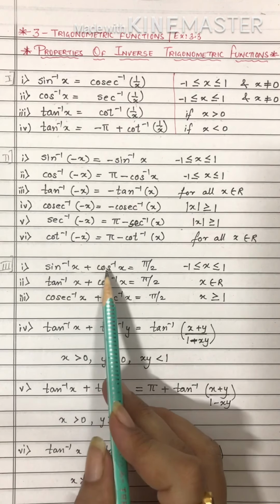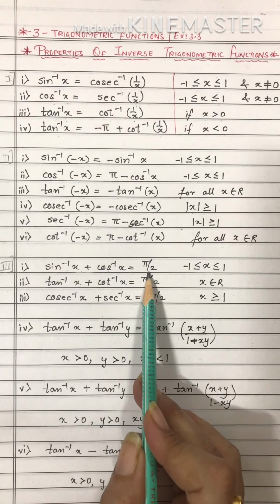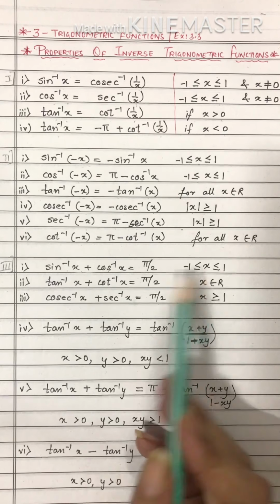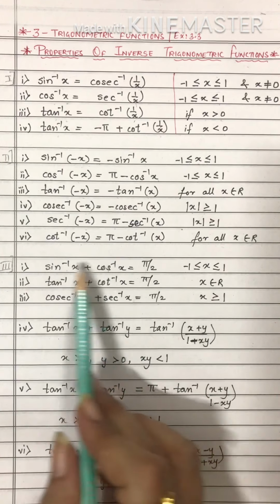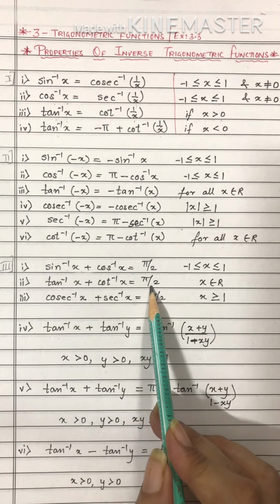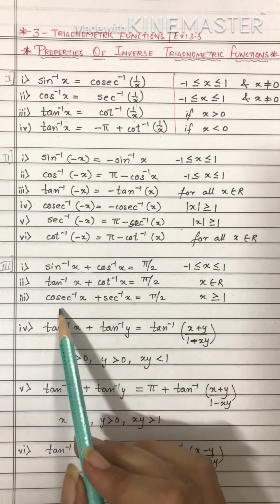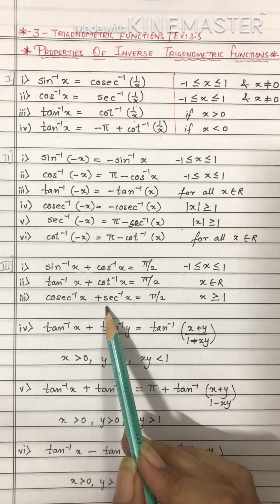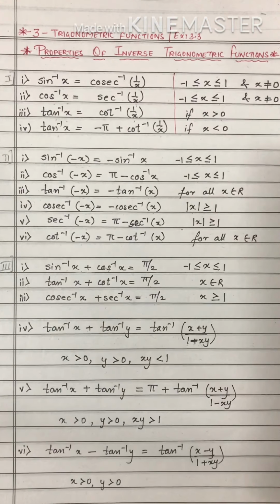Sine inverse x plus cos inverse x is equal to pi by 2, x between minus 1 and 1. This set is very important. Tan inverse x plus cot inverse x is equal to pi by 2. Okay, then cosec inverse x plus sec inverse x is equal to pi by 2.